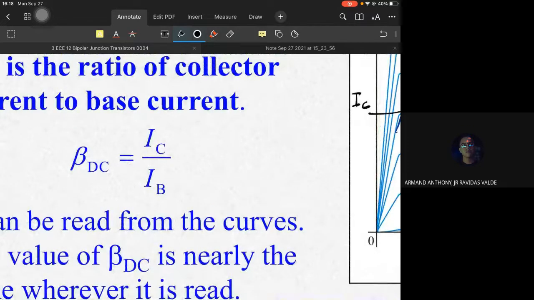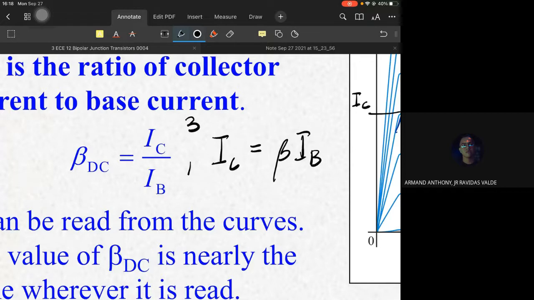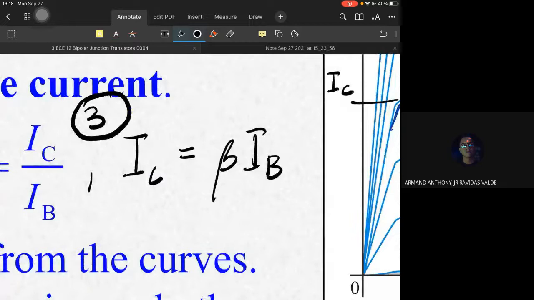So beta DC, or plainly beta, is equal to IC over IB. Or rearranging, IC is equal to beta IB. And this is relationship number 3. Again, try to memorize this one. It's easier for me to memorize because beta or B is always beside IB. So IC is equal to beta IB.